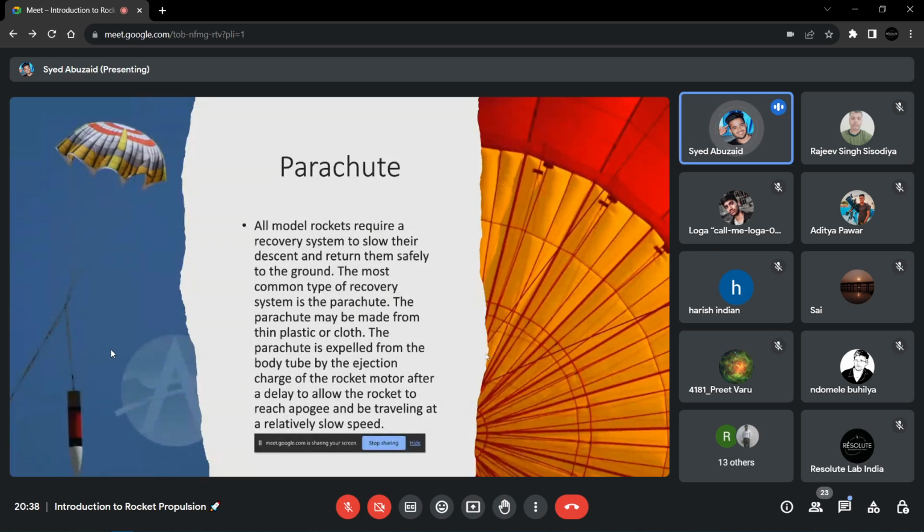So all model rockets require a recovery system to slow their descent and return them safely to the ground. The most common type of recovery system is the parachute. And there's another type of technology coming up nowadays. There is maple seed functioning.